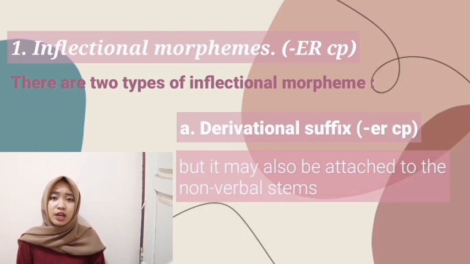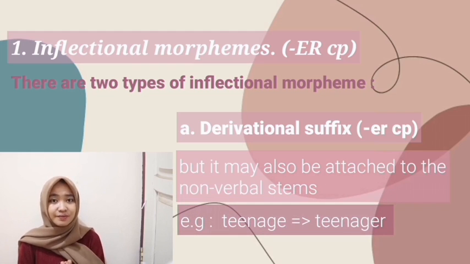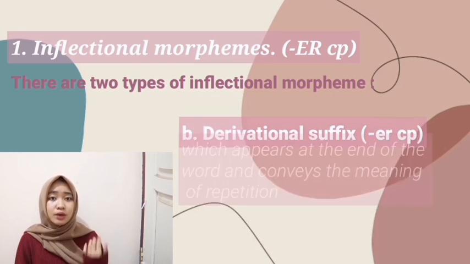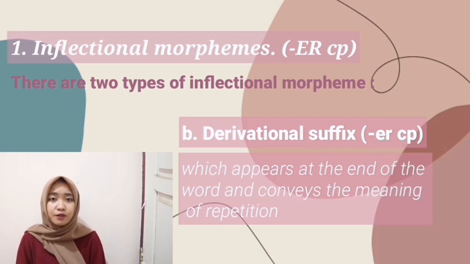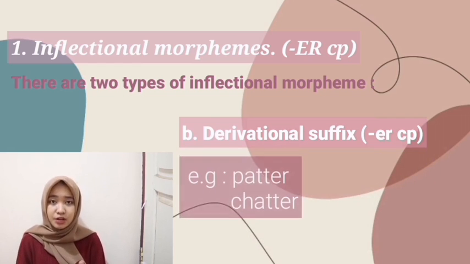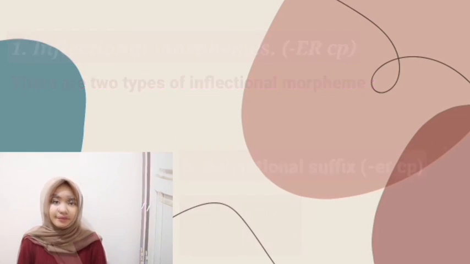But it may also attach to non-verbal stems. For example, from teenage to teenager. Okay, got it? Okay, let's go next. The second type is the derivational suffix er, which appears at the end of the word and conveys the meaning of repetition. For example, patter and chatter.